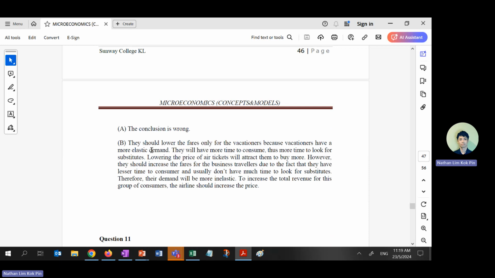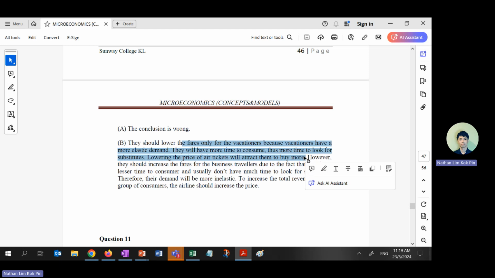Okay. So you have to lower the fares for the vacationers. I also give you a recap. I'm talking about flight tickets. They will have more time to consume. More time to consume, more time to look for substitutes. So that's why this is what AirAsia is targeting.